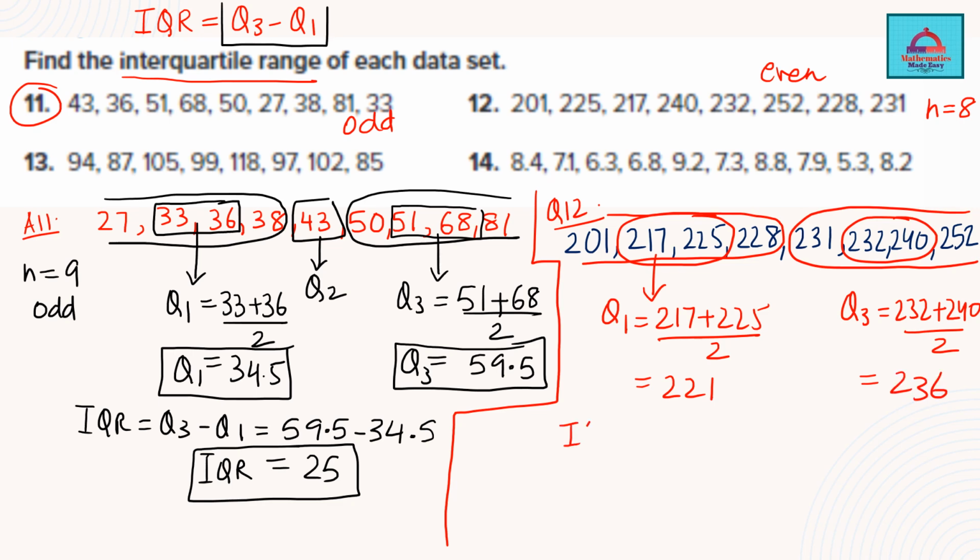And now your interquartile range can be calculated by subtracting. So Q3 minus Q1 is going to be 15. So the interquartile range for this question is 15. In a similar way, you can solve question 13 and 14 using the same method, and I will show you the answers for the question.